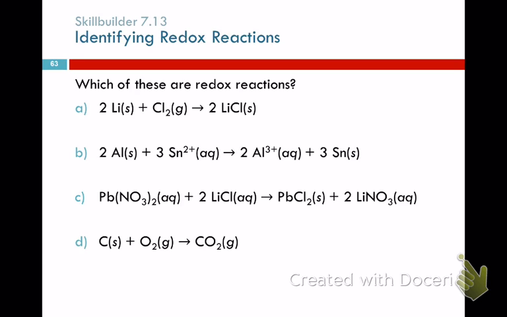Okay, so let's identify these reactions. Are they redox reactions, and how do you know? Let's do the easy ones first. Look at this one. What's the charge here?